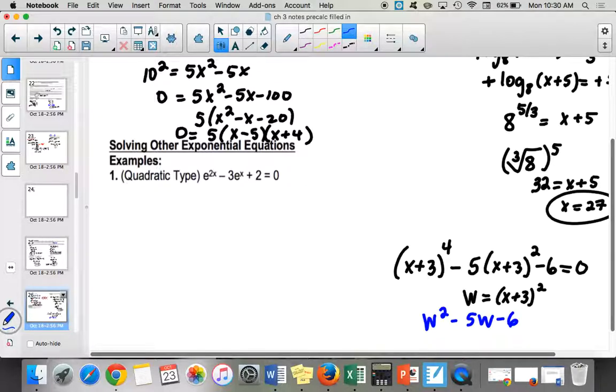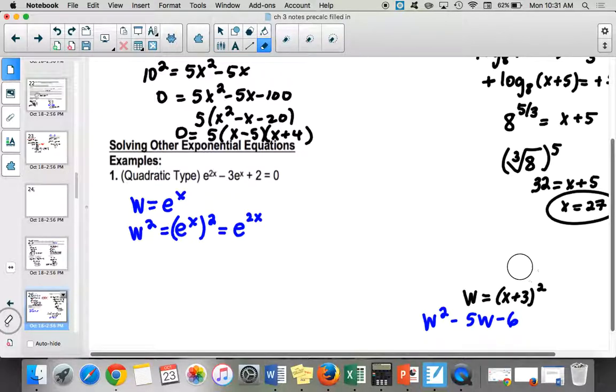All right. So we want to know how to solve this. So give me a guess. What do you think our w is going to be? e to the x. Let's try it. So if w is equal to e to the x, what do I get when I do w squared? Well, it would be e to the x squared, which is e to the 2x. We multiply those powers.